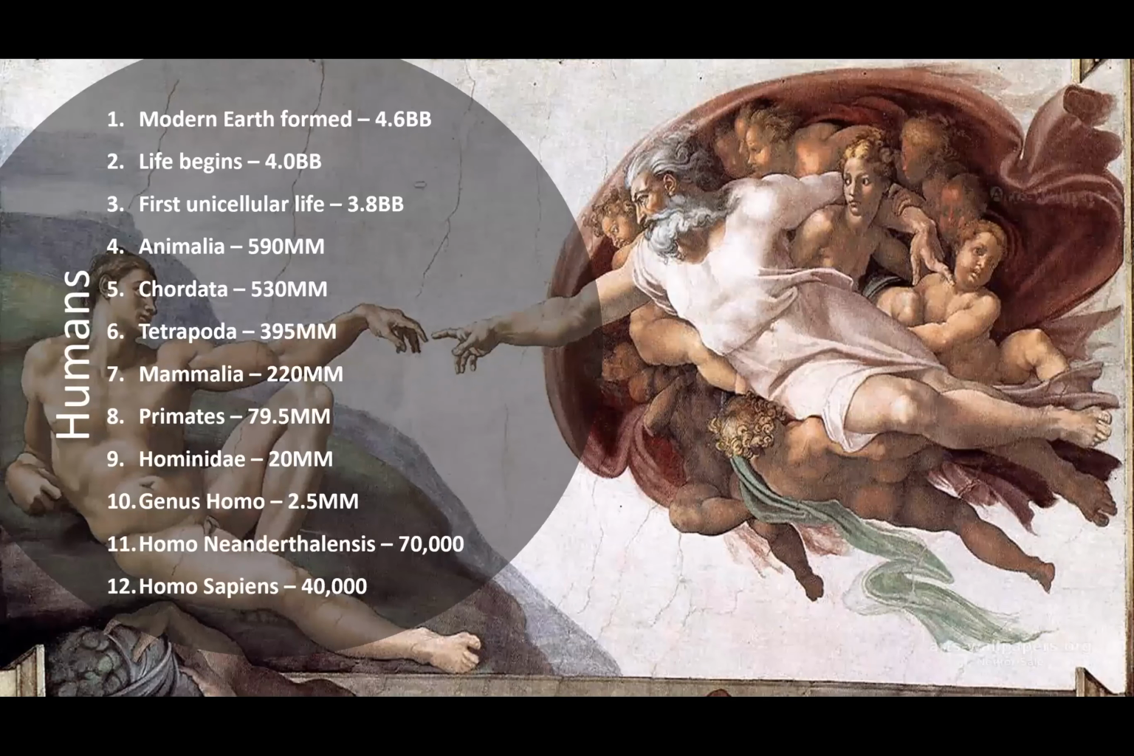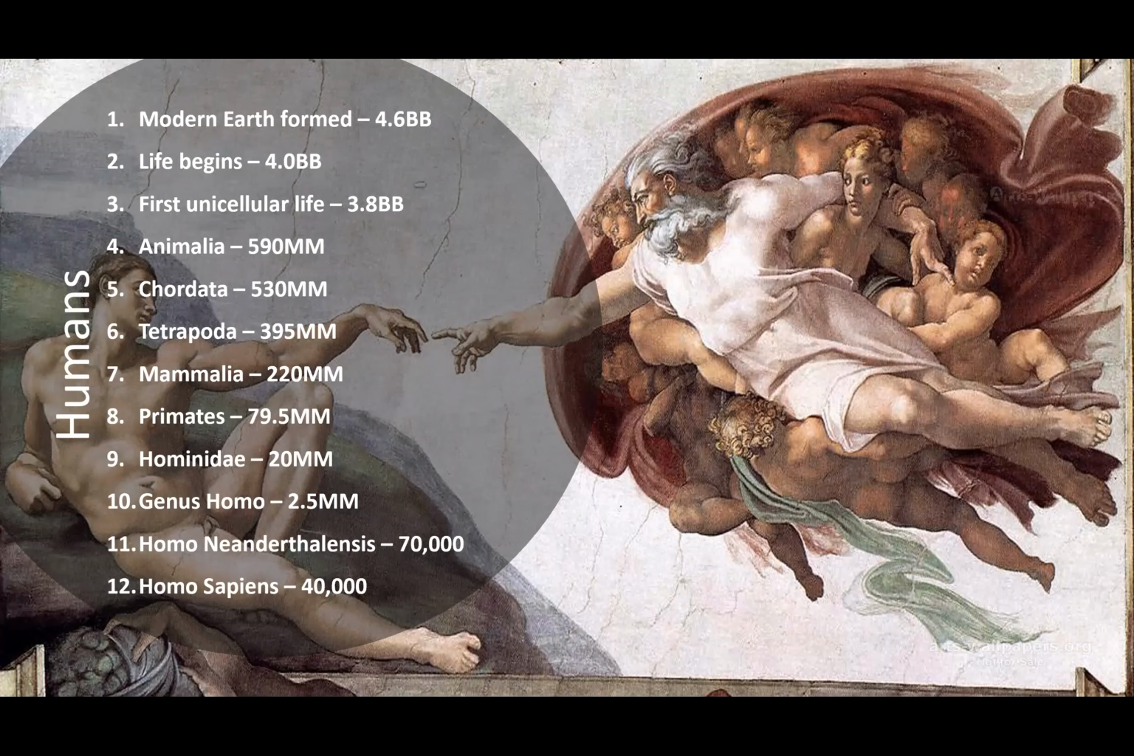The Earth was formed 4.6 billion years ago. Then life begins approximately 4 billion years ago. The first unicellular life begins approximately 3.8 billion years ago. And animalia, animals, different from plants and fungi and bacteria, appear on Earth 590 million years ago. Then inside animalia, some very specific kind of animals, chordata, the ones that have the spinal cord, appear. And then tetrapoda, the ones that have arms and legs, appear.